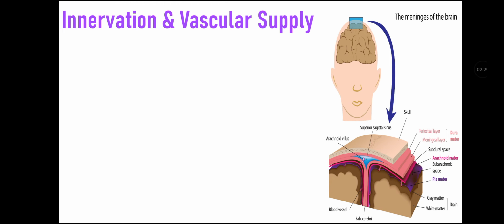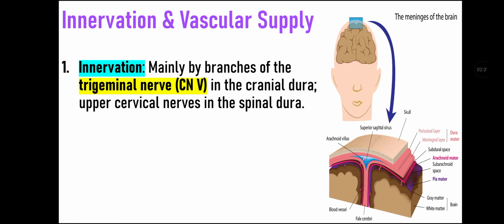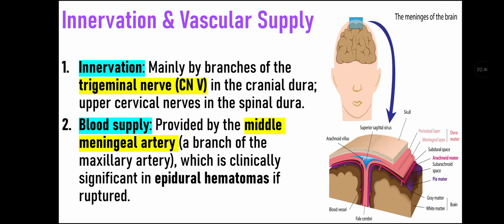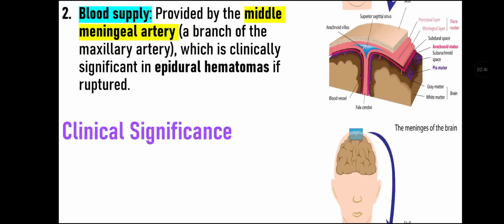Next we will talk about innervation and vascular supply of the dura mater. Innervation is mainly by the branches of trigeminal nerve in the cranial dura and upper cervical nerves in the spinal dura. Blood supply is provided by middle meningeal artery, that is a branch of maxillary artery, which is clinically significant in epidural hematoma if ruptured.